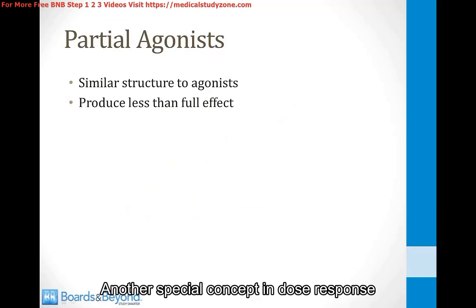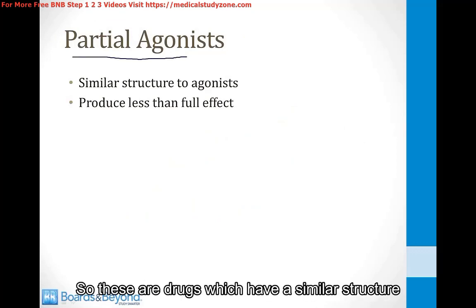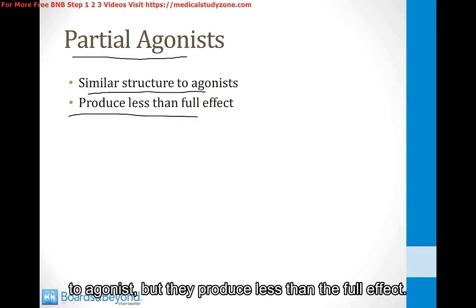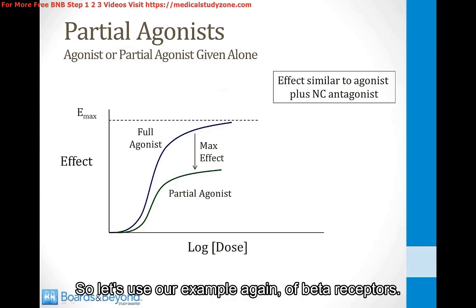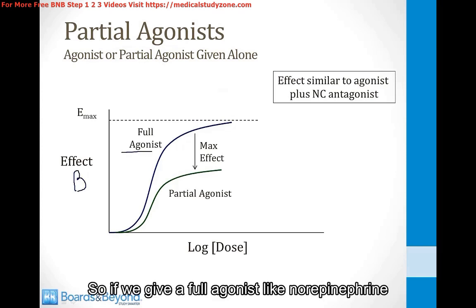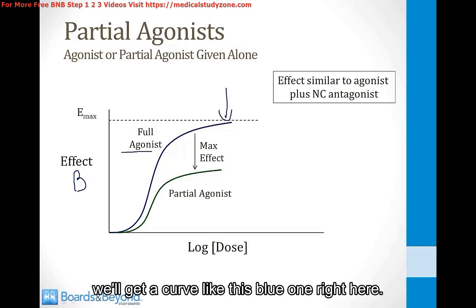Another special concept in dose-response relationships is that of partial agonists. So these are drugs which have a similar structure to agonists, but they produce less than the full effect. So let's use our example again of beta receptors. So if we give a full agonist like norepinephrine, we'll get a curve like this blue one right here.